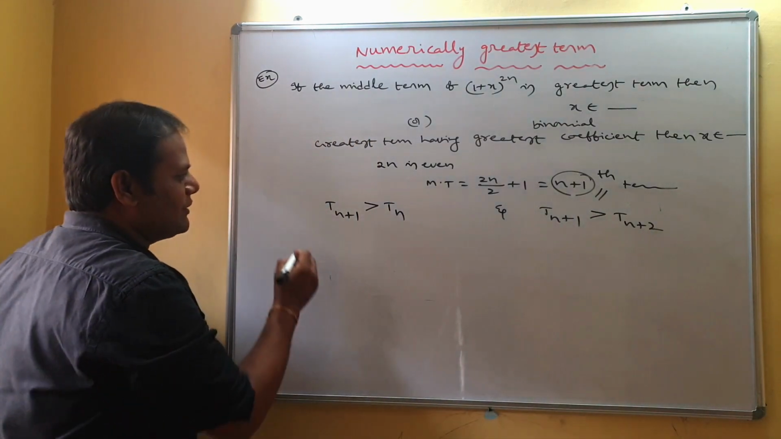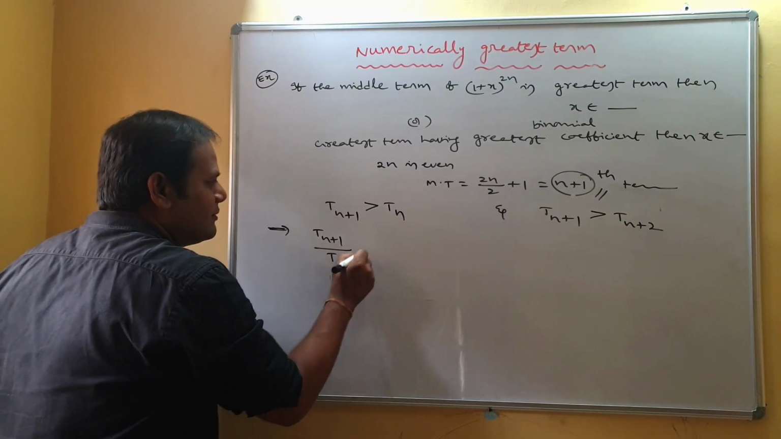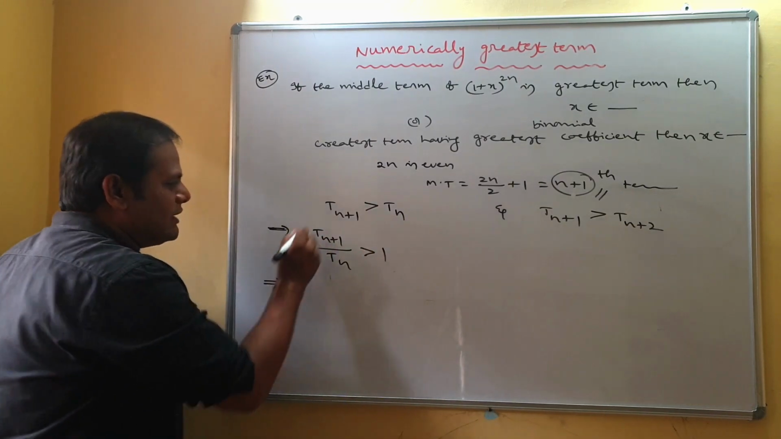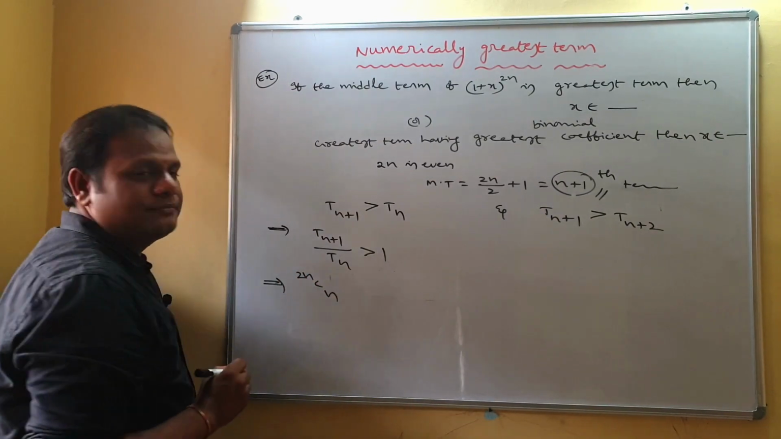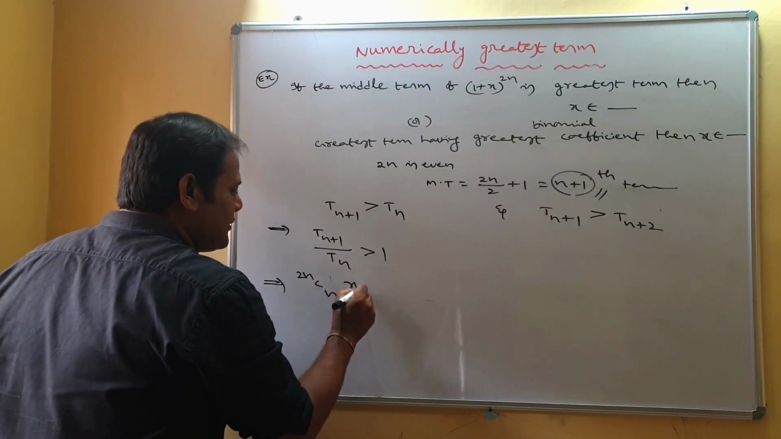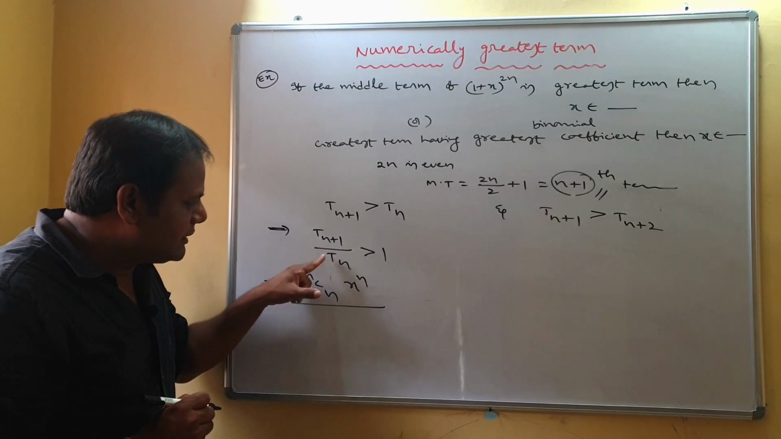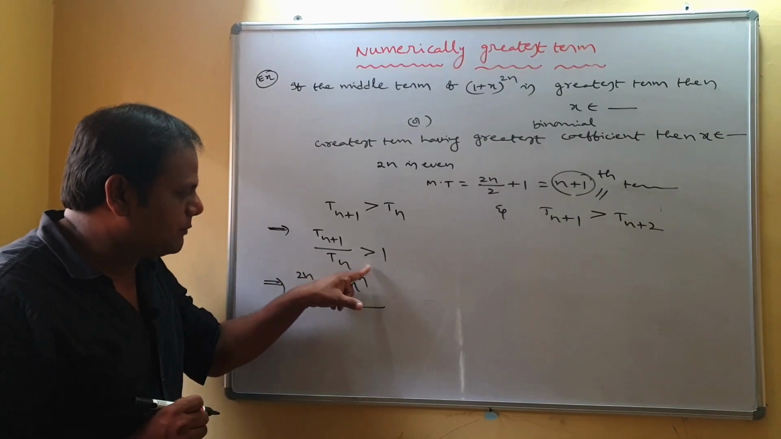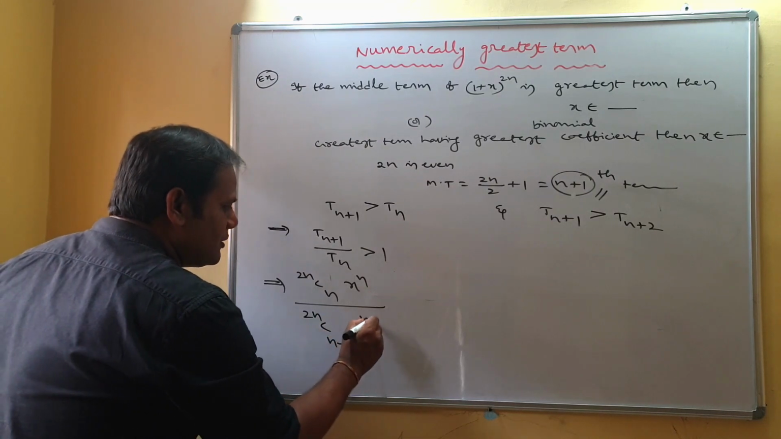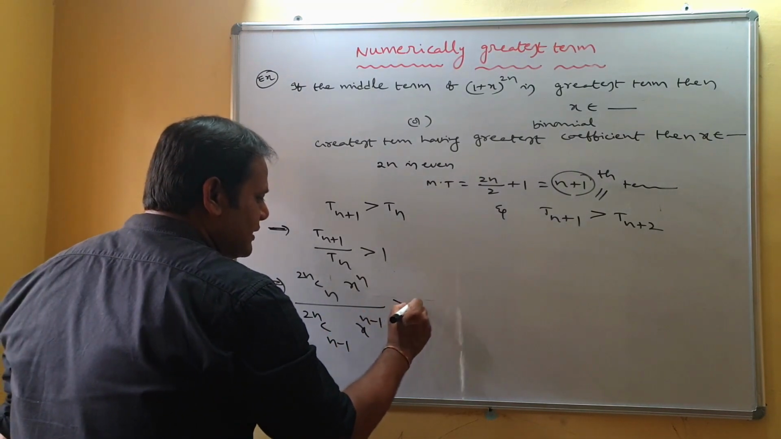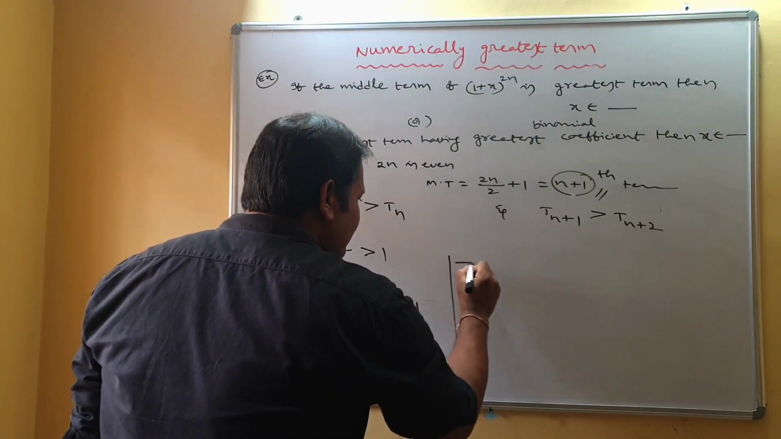So do the simplification. Here you can write that T(n+1)/T(n) is greater than 1. So what is T(n+1)? That is, since n is 2n, 2nCn x^n by the nth term. How to write this? T(r+1), so T(n-1+1), right? So 2nC(n-1) x^(n-1) is greater than 1. Okay? So just do the simplification for this. Then what do we get, you see?